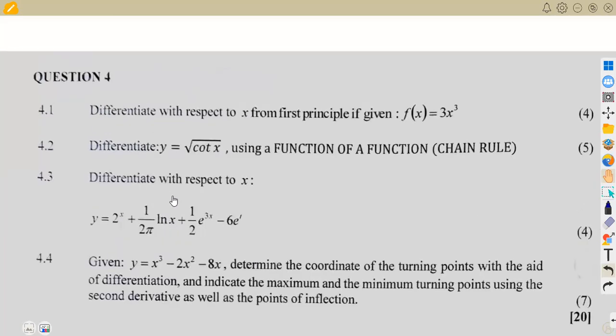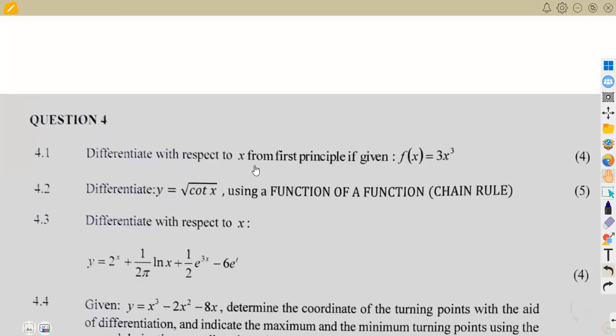So 4.1, it was application of the first principles. Differentiate with respect to x from first principles, given f of x, which is equal to 3x to the exponent of 3. So that was our question in this case. Let's see how we're supposed to attempt that typical question.